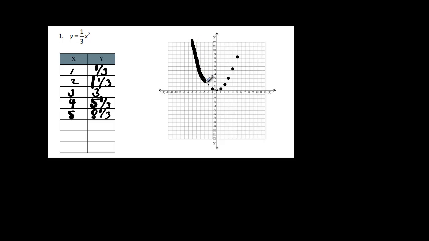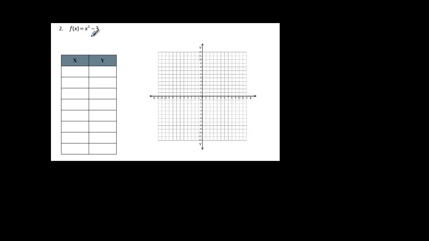If you tried to connect these all, you get your parabola, looking just like that. And I should mention, the reason why we knew that the vertex was (0, 0) is if I were to write this in vertex form, it would be y minus 0 equals 1/3 times x minus 0 squared. So you see the vertex is (0, 0).